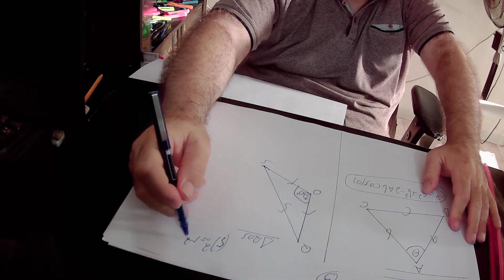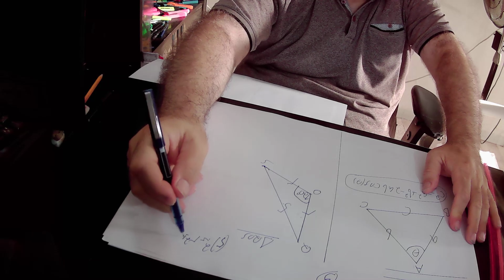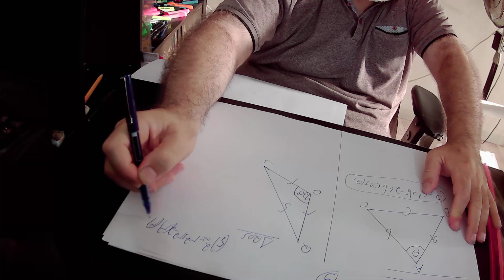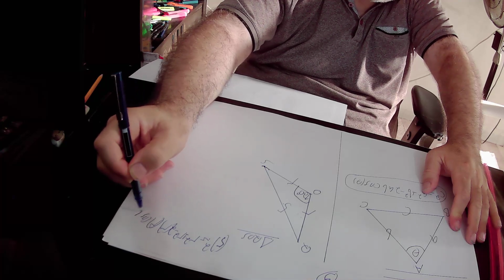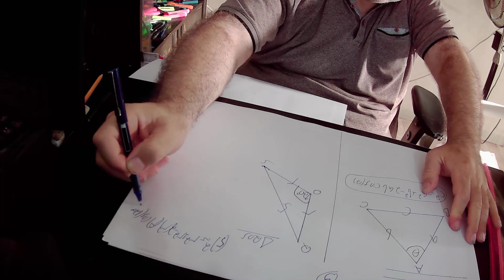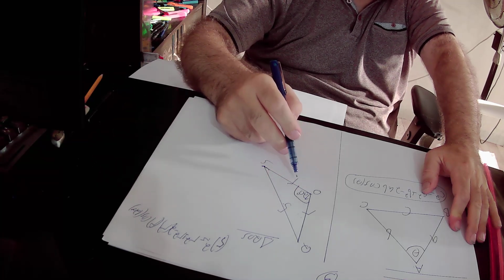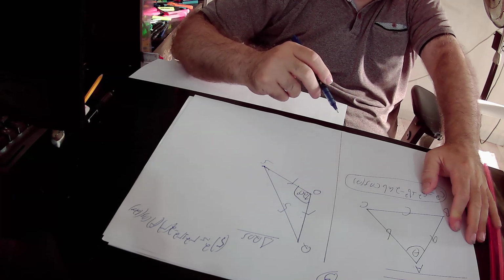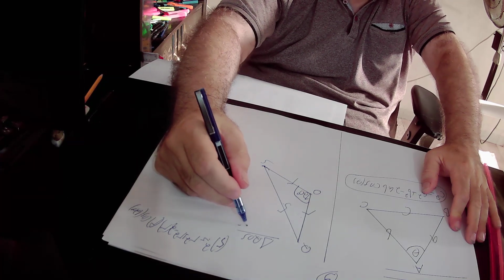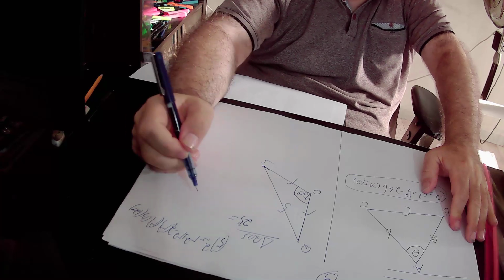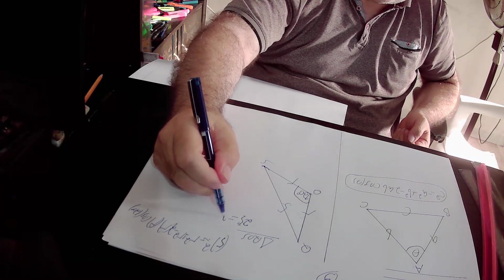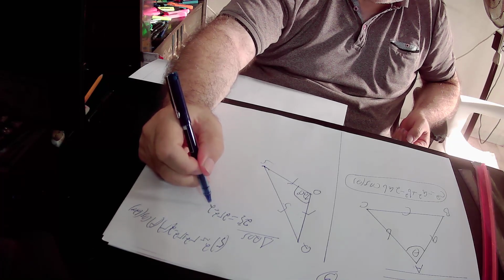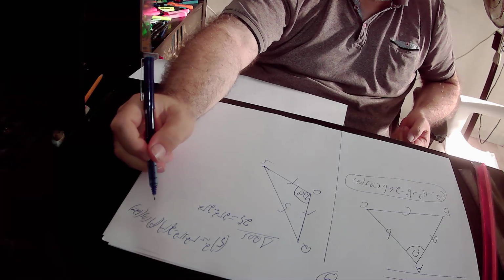equals R squared plus R squared minus 2 times R times R times cosine 120 degrees. Again, 5 squared equals R squared plus R squared minus 2 times R times R times cosine 120 degrees. 5 squared is 25, and it is equal to R squared plus R squared is 2R squared, minus 2 times R times R is minus 2R squared, times cosine 120 degrees.